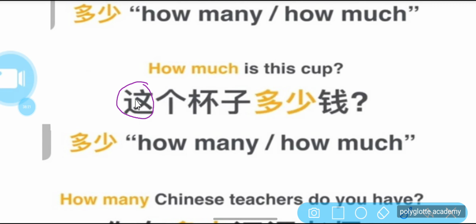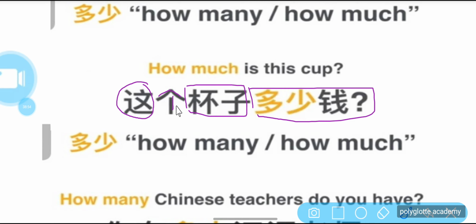Now we have the very first sentence we saw. We have 这, which means this. 这个杯子多少钱? 多少钱 means how much. 多少 how much. 多少钱, how much money, not how many money. So how many cannot go. How much money? 这个杯子 here is a cup. 这个杯子多少钱? Very good. So how much is this cup?